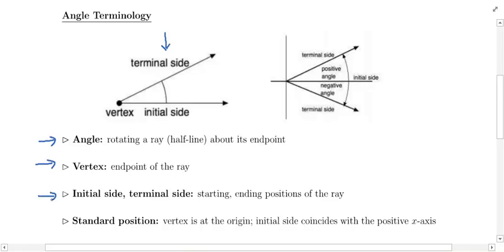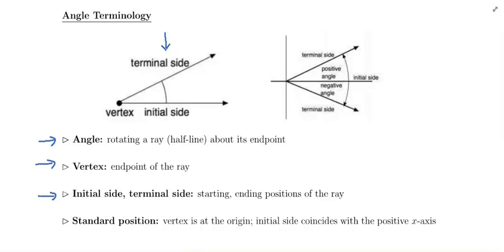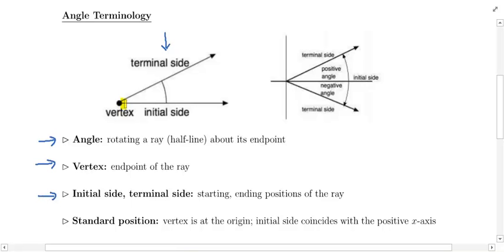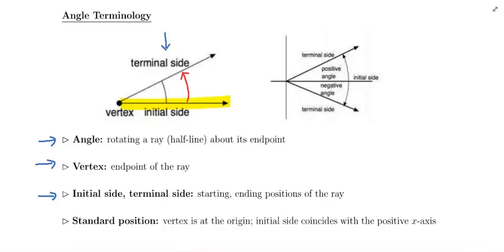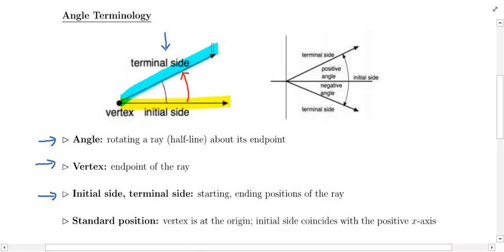The initial side is the starting position of the ray. If we look at this picture right here, here's the initial side of your angle. You have a ray that starts somewhere, and then there is some rotation that occurs. That initial side is rotated a certain amount and it ends up somewhere, and that is where you draw the other ray, or the other side. That is the terminal side. The terminal side of the angle is the ending position of the ray.